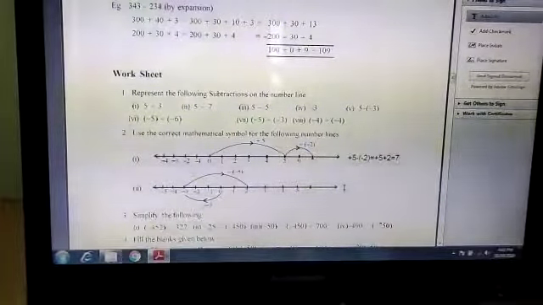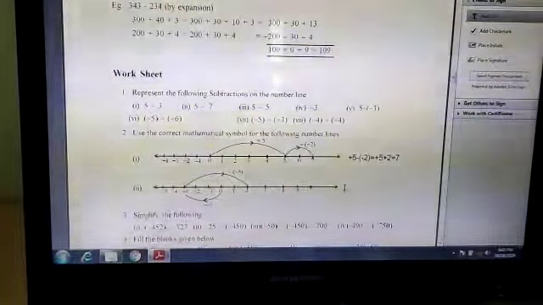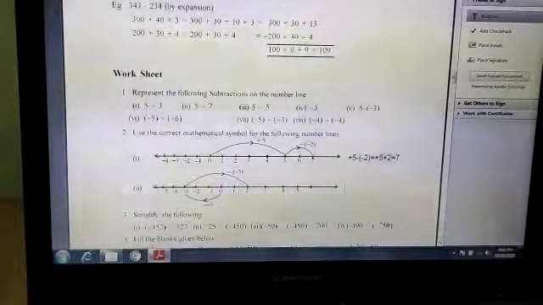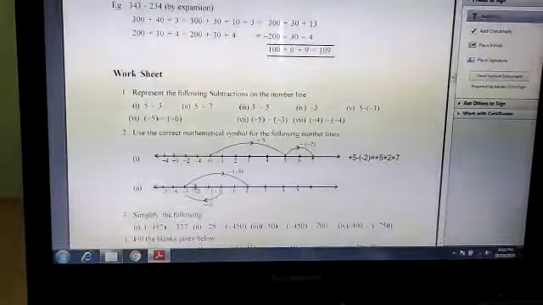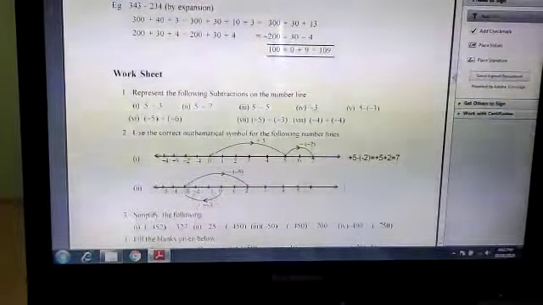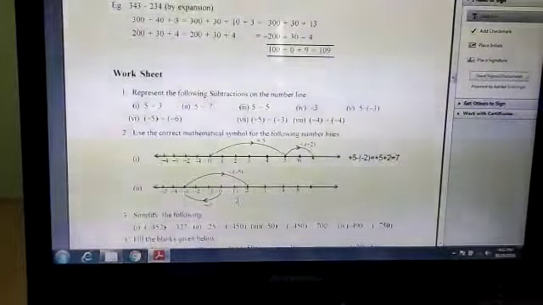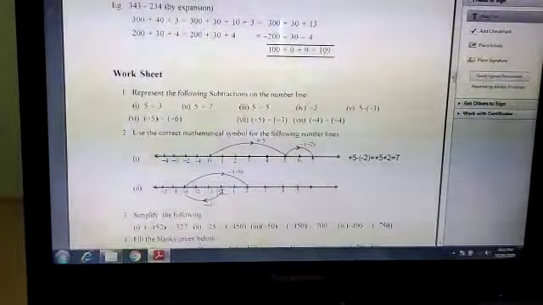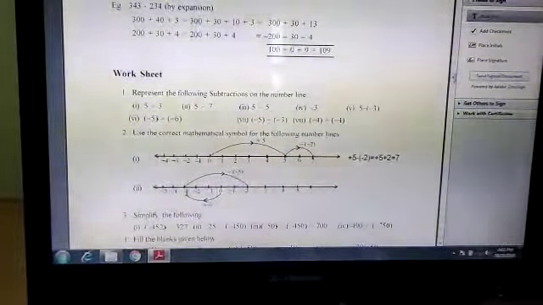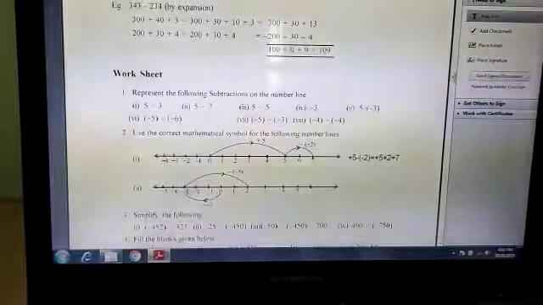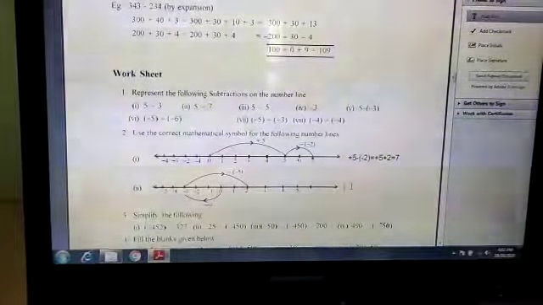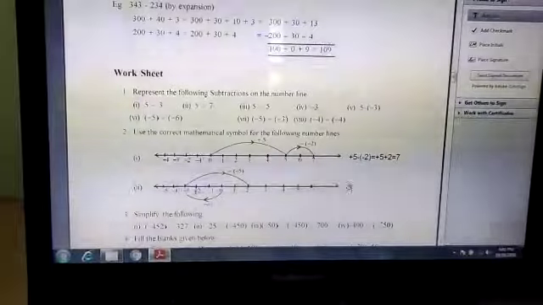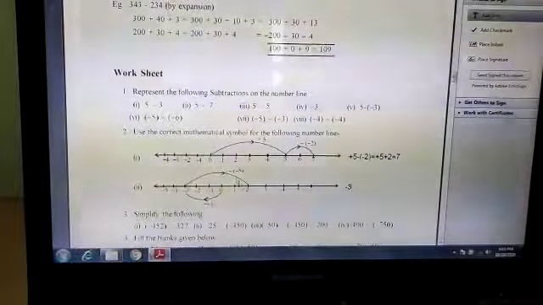Similarly, for this one also, how will you write? Where are you starting? First you have to check from where you are starting, then you have to write. So here, first it is starting from 0. So from 0, minus 3. So first which one do you have to write? Minus 3. Okay, so I am writing minus 3 here.